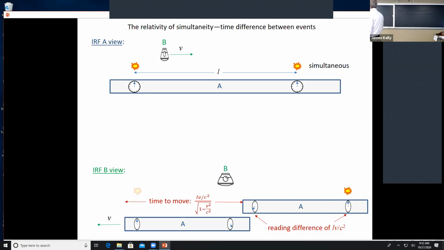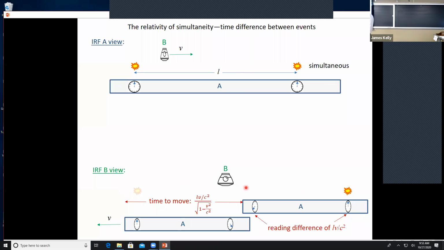Okay, so B is watching this move to the left. At this later time, this one has advanced, it's already past noon, but both firecrackers went off when the clock adjacent to it read noon. So this other one has had enough time to reach noon now, and that's when the other explosion happens. The question is, in IRF B, of course in IRF A there's no question, they're simultaneous. In IRF B, how much does B have to wait between this first one going off over here and the second one going off over there?